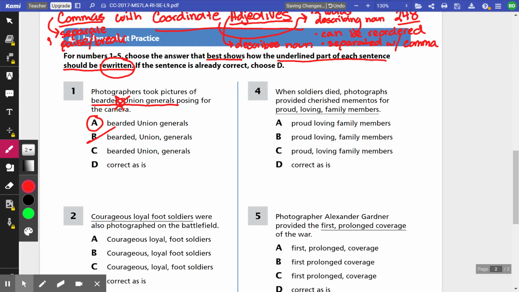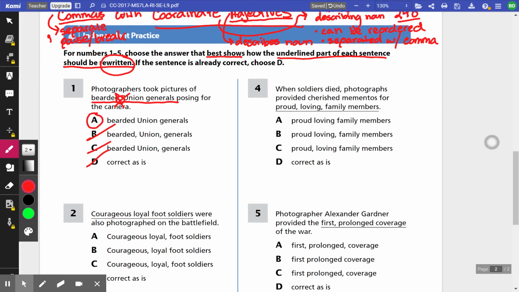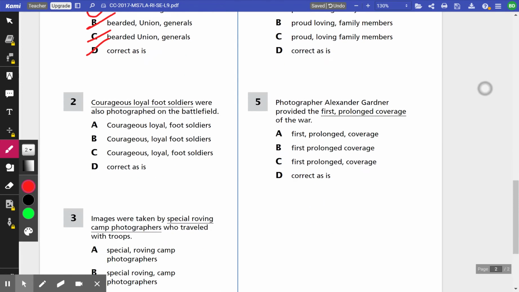Answer choice C only has the comma between "Union" and "generals." So we already know that's an issue. And we know, based on what we just practiced using our hint from part 2 of the video with the word "and," that this is not correct because they're not coordinate adjectives. So the correct answer is A. All right, so let's move on to number 2.